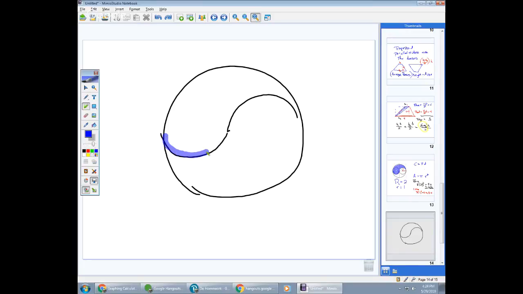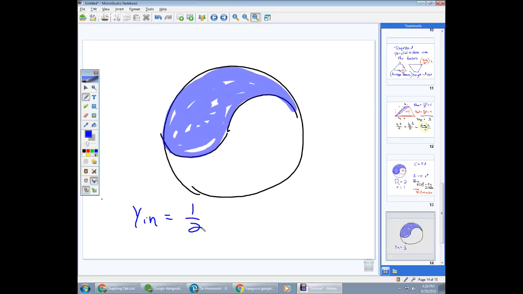So we'll do this the easy way, then the hard way. I'm trying to find this region right here. That is 1/2 the area of the big one because I made it very symmetric. So yin is 1/2 of the big area, which is pi times 2 squared. 2 squared is 4, half of 4 is 2, so it should be 2 pi.